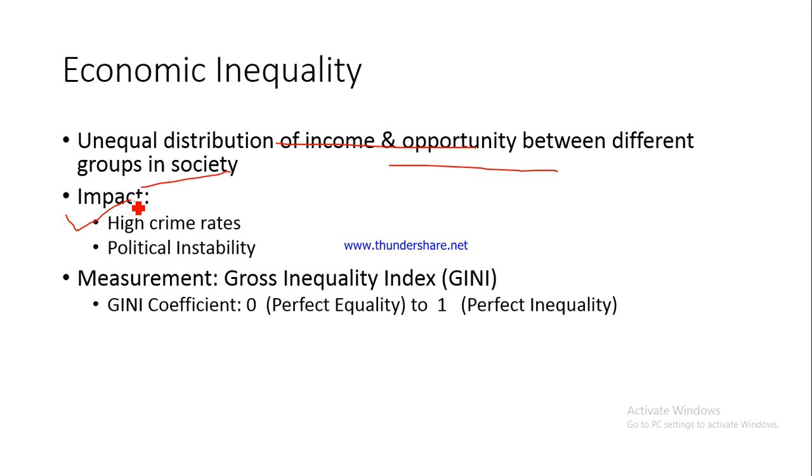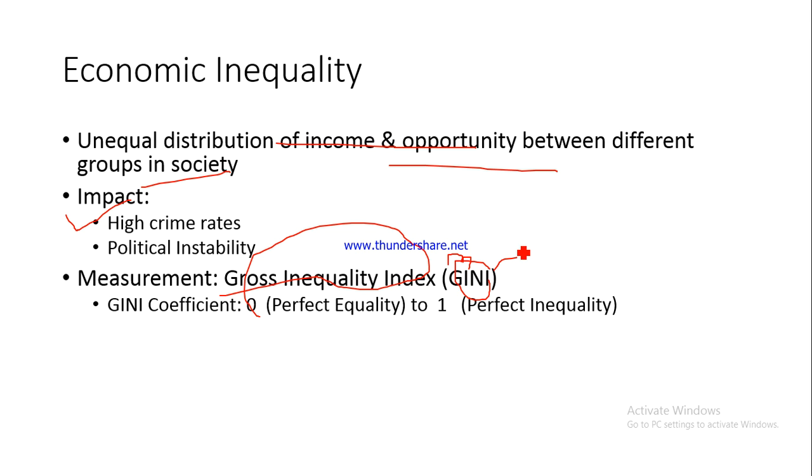Now, how do we measure economic inequality? To measure economic inequality, we have an index which is known as the Gross Inequality Index. So G means gross, I is for inequality, and then we have the I for index. This particular index is also known as Gini. So the Gini coefficient helps you measure inequality in a particular society.